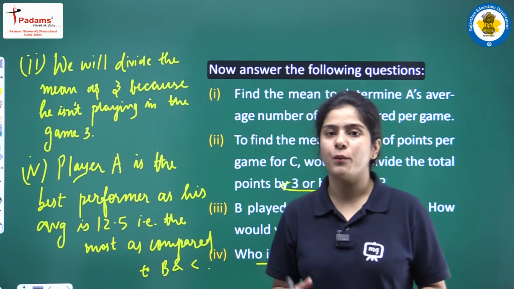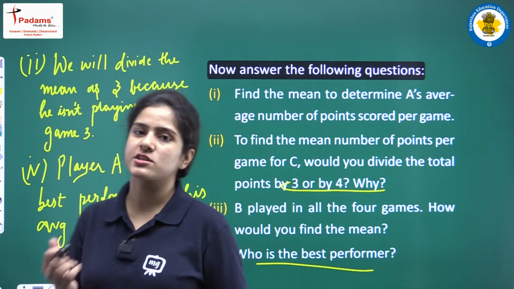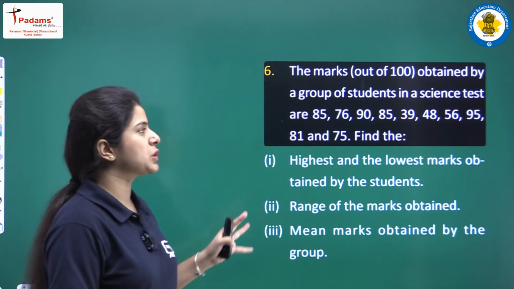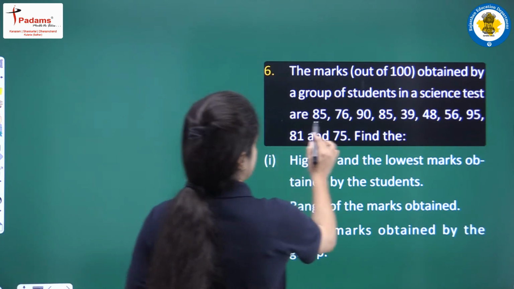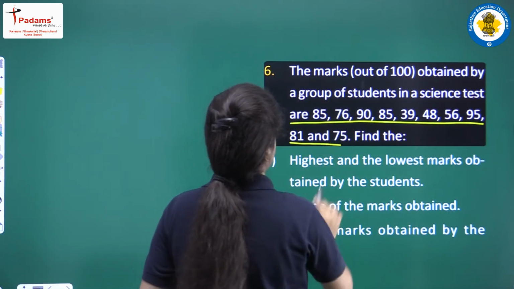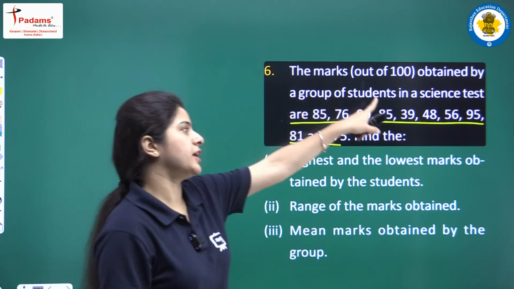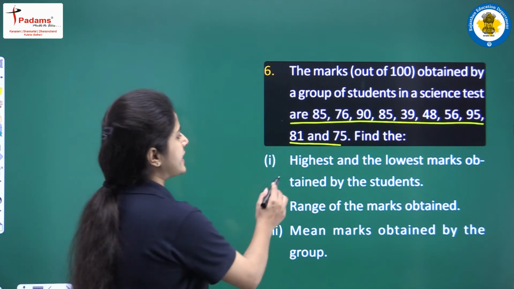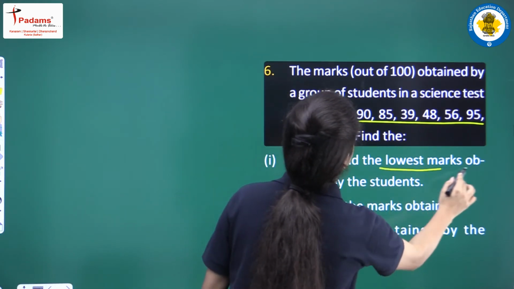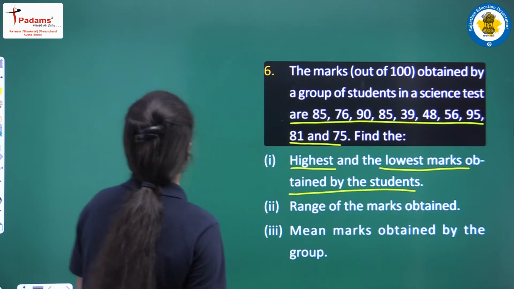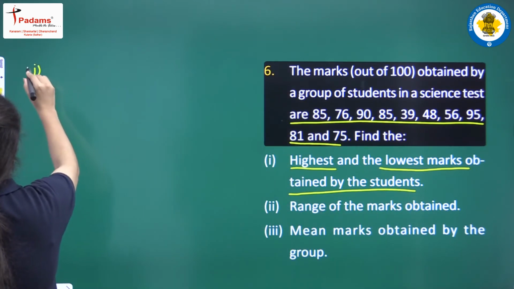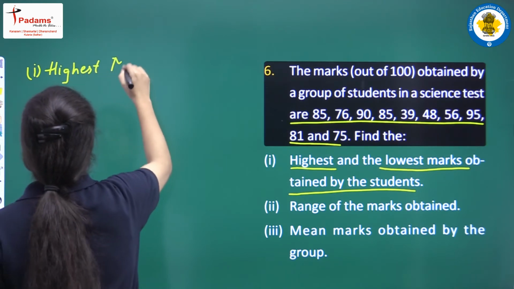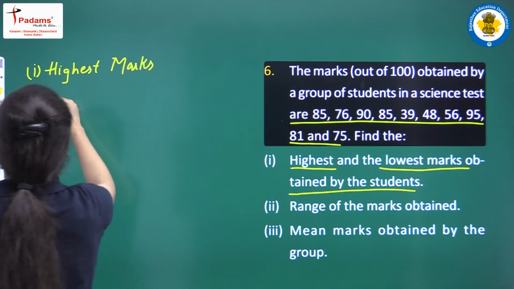Okay, students, now we'll be looking at another question, that is your question number 6. The marks out of 100 obtained by a group of students in a science test. These are the marks given of some students, out of 100. So, we need to find out the following things. Firstly, tell us the highest and the lowest marks obtained by the students. Just have a look at the data and tell me the highest marks and the lowest marks.